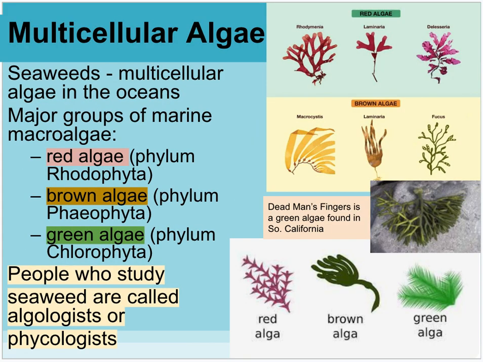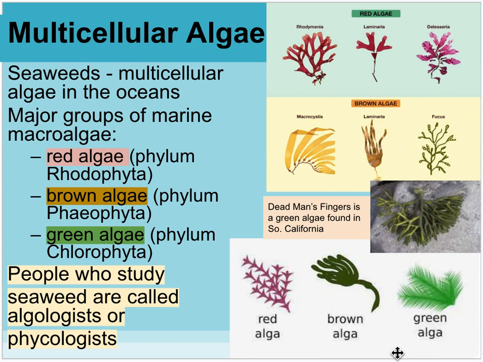So inside of multicellular algae, there are three different algae that we are going to look at. The red algae, which is here, so beautiful, and then the brown algae, and there's a picture here, and the green algae, and different types of that here.